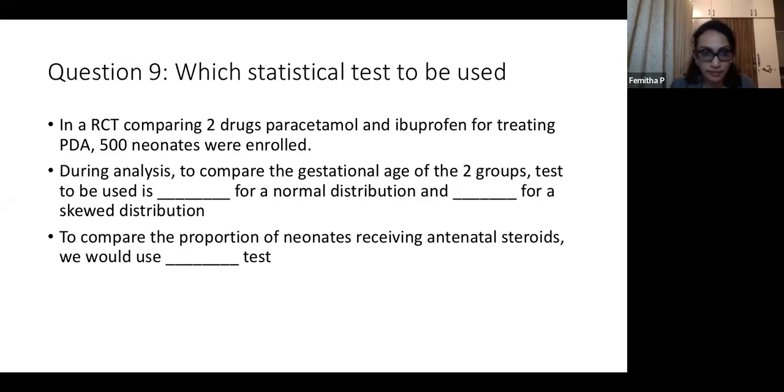Now, Nisha has given the correct answer for the next part. If you want to compare proportion of neonates having certain outcome between the two groups, then you will have a 2x2 table and you will use a Fisher test or a chi-square test. If you have a skewed distribution, since it's only two groups, we will use a Mann-Whitney test. That's the part that I skipped. Skewed in the sense, if it's a non-normal distribution, you want to do a non-parametric test, then you will do a Mann-Whitney U test or a Wilcoxon's test.